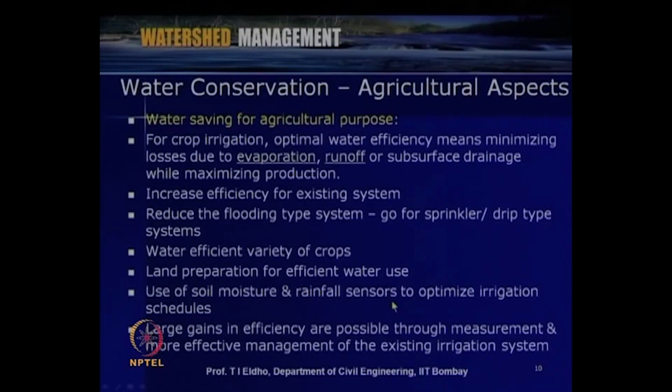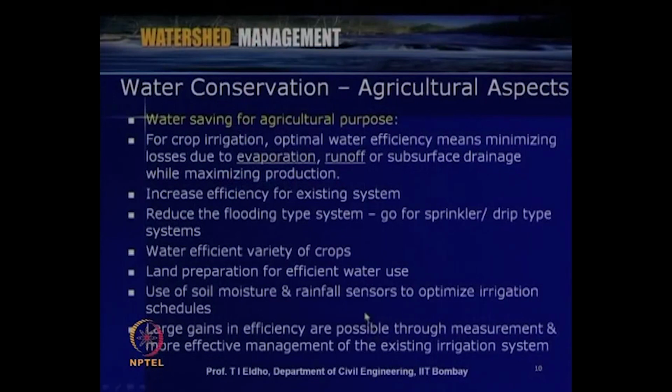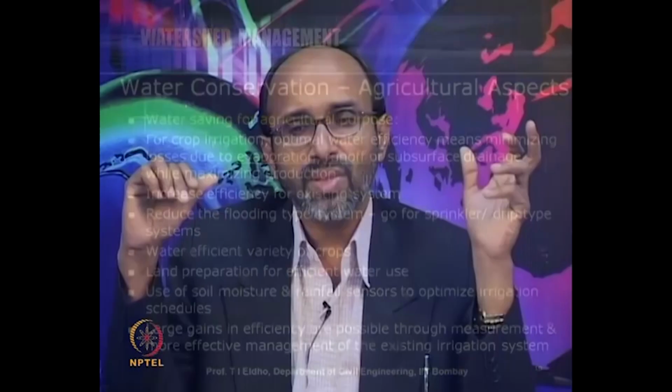Then use of soil moisture and rainfall sensors to optimize irrigation schedules. Instead of over irrigating, nowadays we can go for scientific farming, so we can have sensors with respect to the optimum irrigation schedules. According to when the plant needs water, or when there is water stress for the crops, at that time we can irrigate and save water, and that way we can have large gains in efficiency. These are possible through measurements and more effective management of the existing irrigation system. We can observe that in most irrigation systems, the farmers are using water without metering or without measuring.